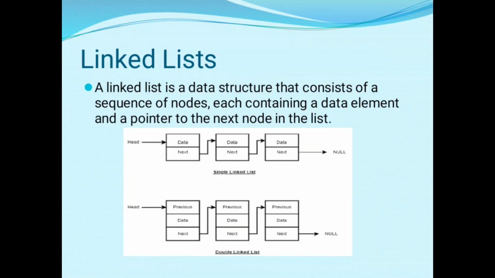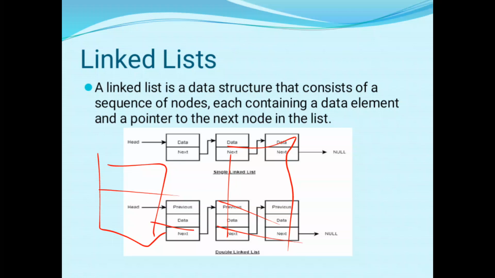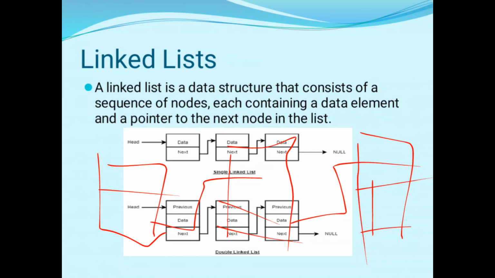Now let's look at linked lists. I'm not really sure if this is for ZIMSEC, but for Cambridge you're always going to find linked lists. A linked list is a data structure that consists of a sequence of nodes, each containing a data element and a pointer to the next node in the list. They are arranged like this. This is the first block of memory, and this is the second. This will connect here, and this will connect here. I'm sure you got the idea. Sorry for the ugly drawing.